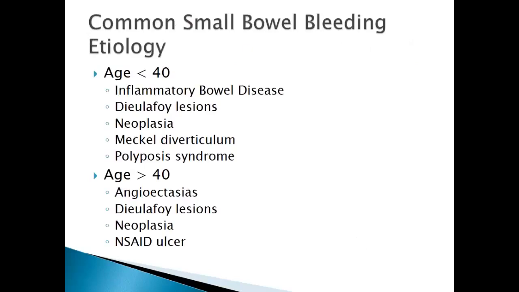So etiologies of common small bowel bleeding are broken up by age. Patients less than 40, the most common causes are IBD, duodenal lesions, neoplasia, Meckel diverticulum, and polyposis syndrome, whereas those greater than 40, which is the more common patient presentation we'll see in this hospital, AVMs or angioectasias, duodenal lesions, neoplasia, and NSAID ulcers are the most common.